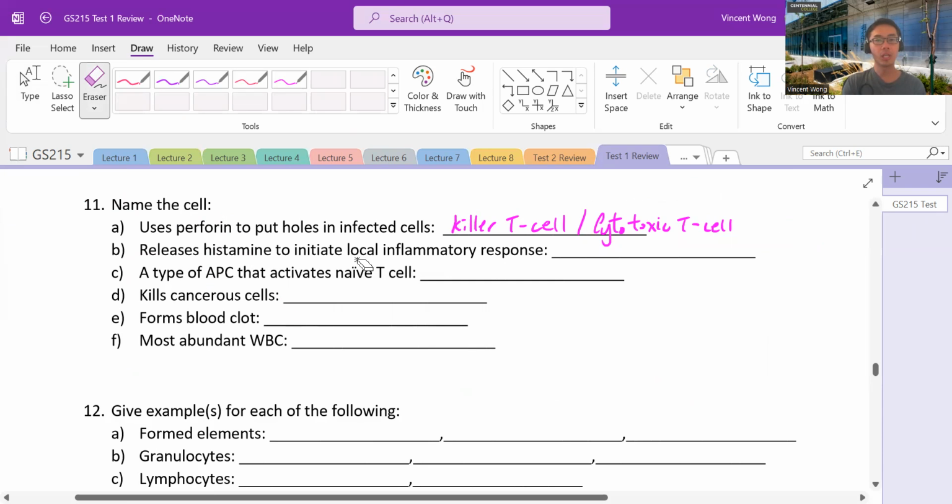Release histamine to initiate local inflammatory response. You should know that by now. It is mast cell. A type of APC that activates naive T cells. We only learn one type, which is the macrophage.